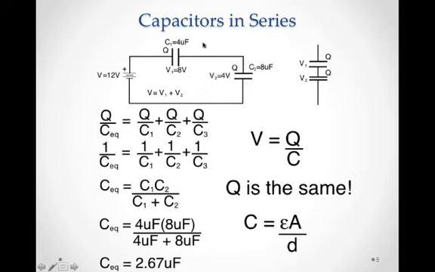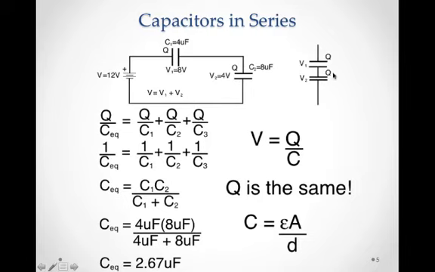So using this simpler equation, since we have two capacitors, we can take the product of 4 times 8 microfarads and divide by the sum of 12 microfarads, and we get 2.67 microfarads. And just like resistors in parallel, when you're using this equation, your total or equivalent capacitance is always going to be less than your smallest value of capacitance here. So these are our two equations to use if we want to find out what the equivalent capacitance is in a series circuit with capacitors.